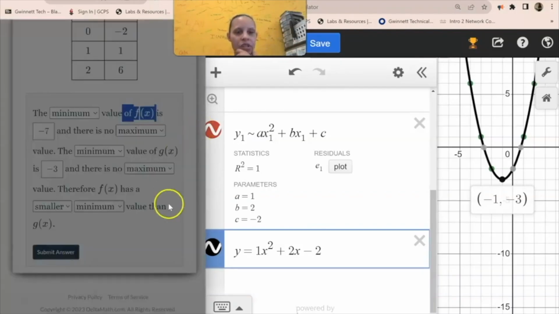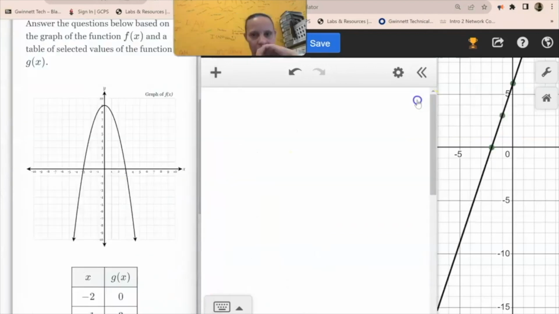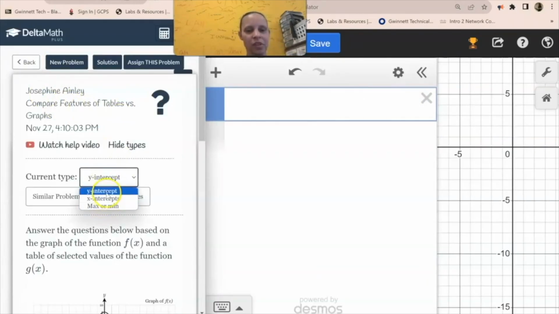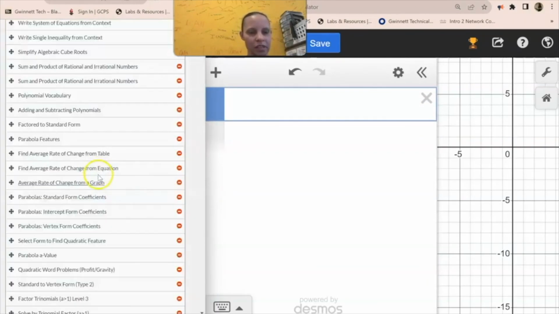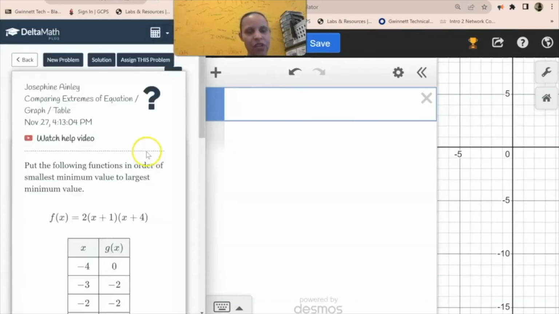All right, we're going to do another question. And this time, since the table is already there for me, I'm not going to erase this. All right, so going to another problem. So I'm actually not giving you any of these, but you do the same thing. Put it in, look at the y-intercept, put it in, look at the x-intercept. But all I needed is actually a maximum and minimum. Comparing extremes of graphs, equations, and tables.